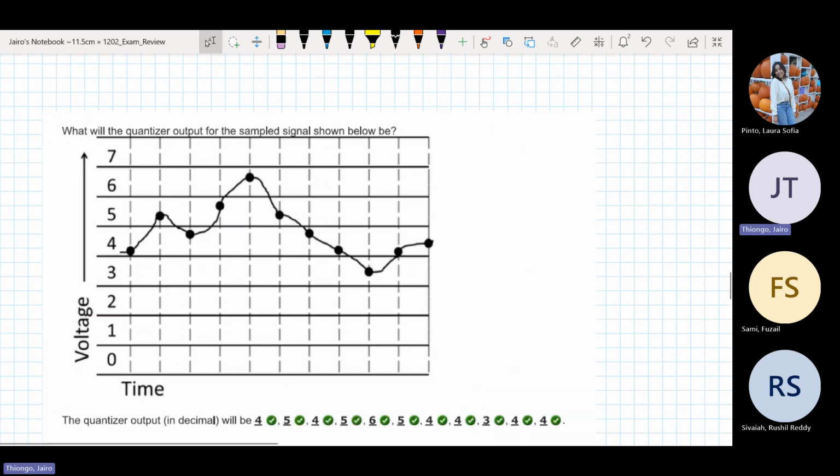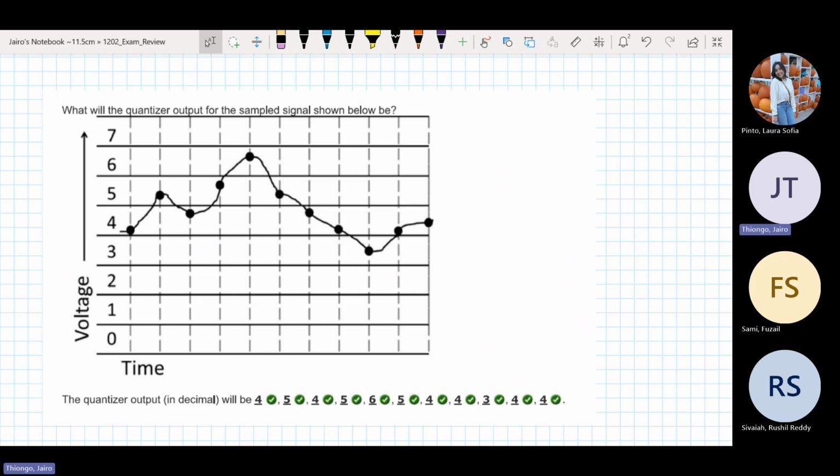So this is the question I was talking about. The question will be, what will be the quantizer output for the sampled signal shown below? For those who may not have understood what the professor is actually teaching, since it's the end of the semester and you have finals coming up, don't overthink it. Essentially, what it's asking for is a process which the professor showed in class, where you look at where the signal is going in.